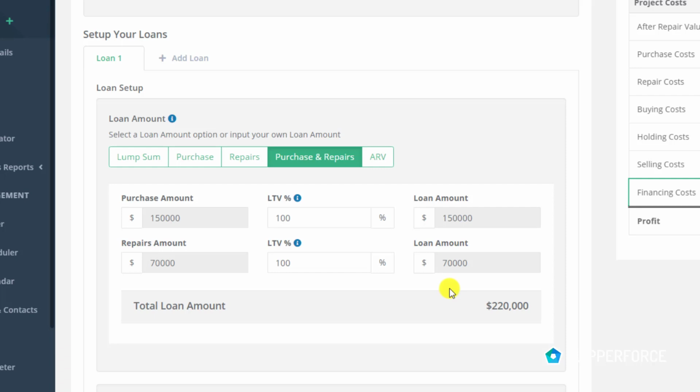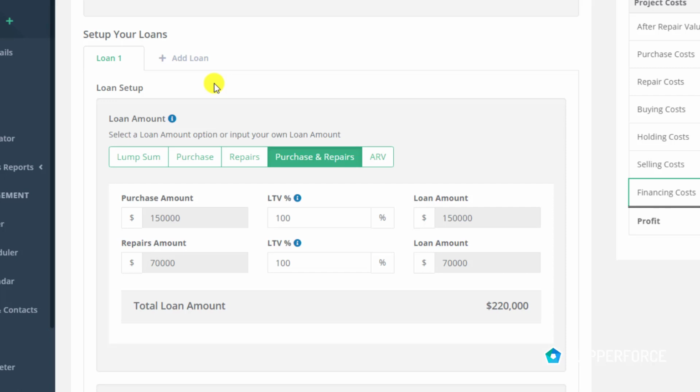So let's dive into the loan setup. You can set up to 3 different loans to fund your deal. So if you're going to be working with multiple lenders or partners to fund your deal, you can set up different terms for each of those loans. So the first value to set up is the loan amount.